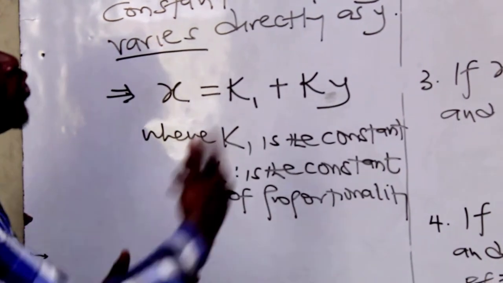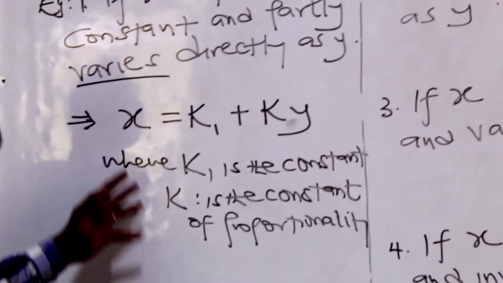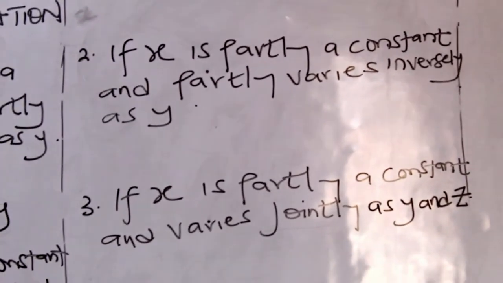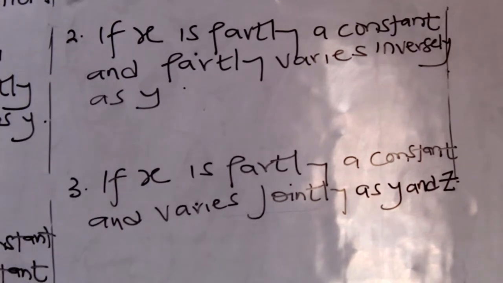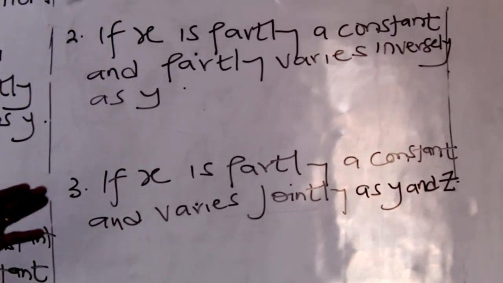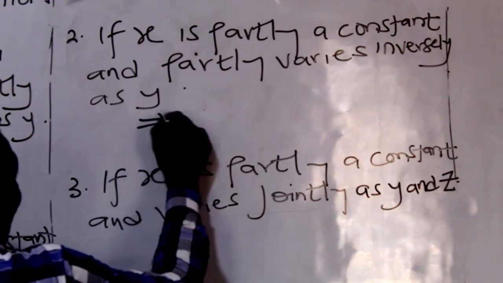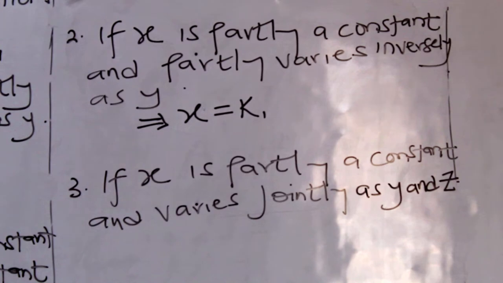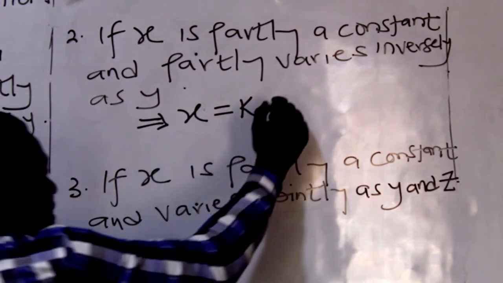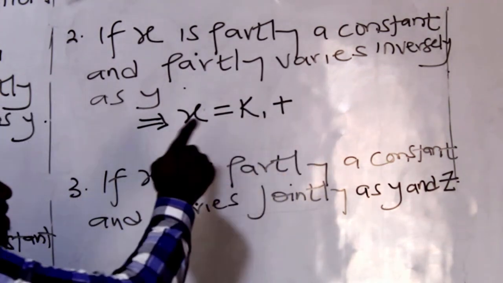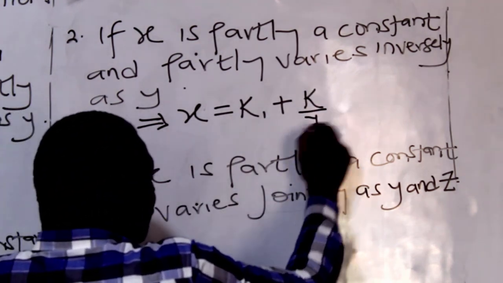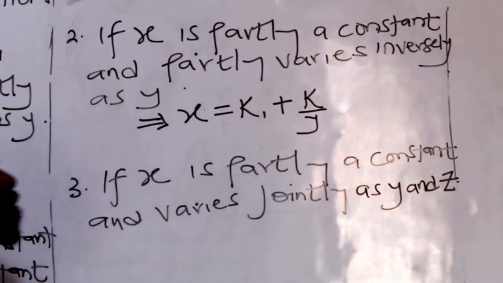Now let's go to the second example. It means you can have questions on all these four aspects. So look at the second example. If x is partly a constant and partly varies inversely as y. So let's see. x is partly a constant, that's the new constant, K1, plus partly varies inversely as y. As usual, for inverse, the y goes down. But we label the equation as usual.